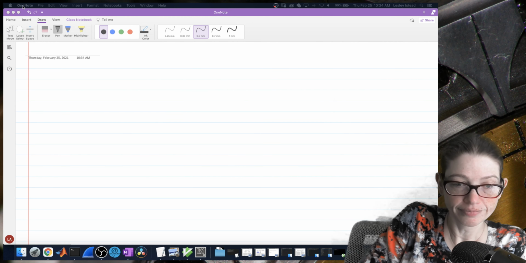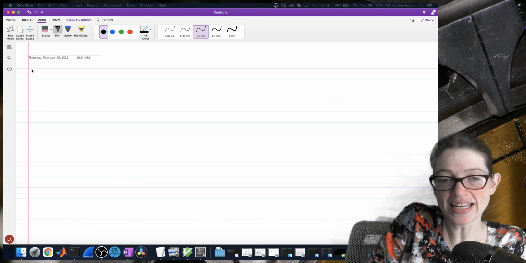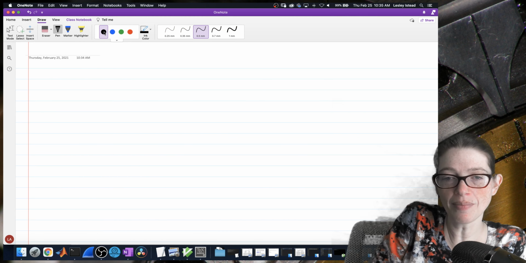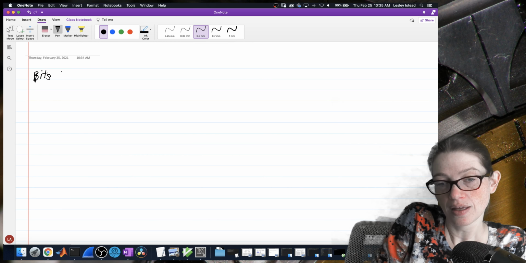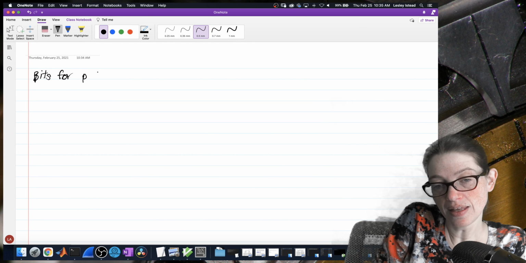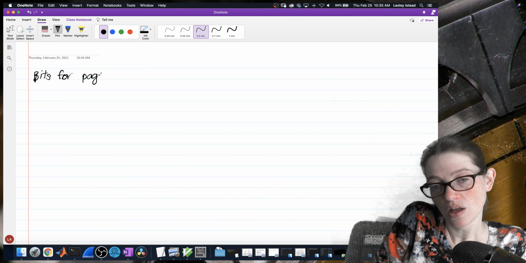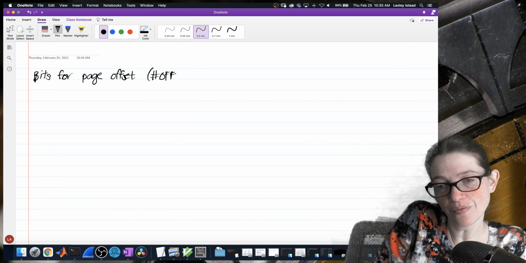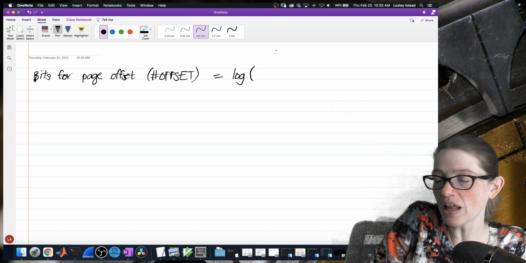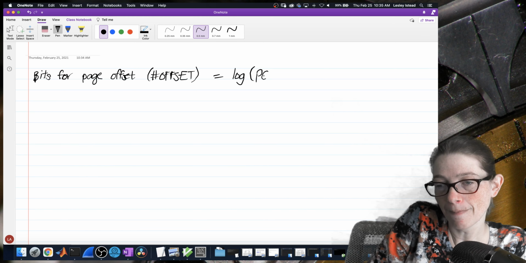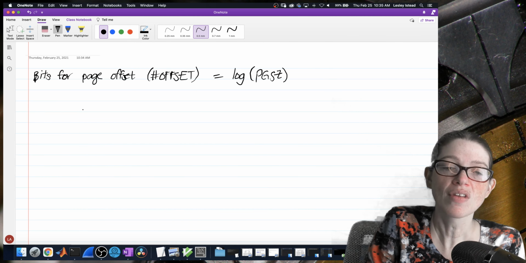So the first thing I need to keep track of is how many bits I need for the page offset. The number of bits for the page offset, which we're going to call number offset for now, is equal to the log, and remember these are always base 2, log of the page size.